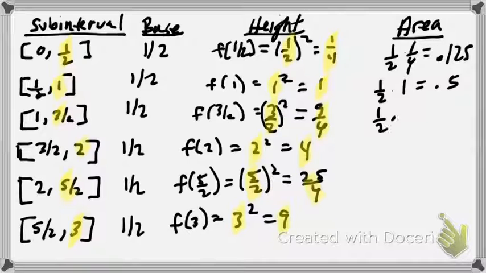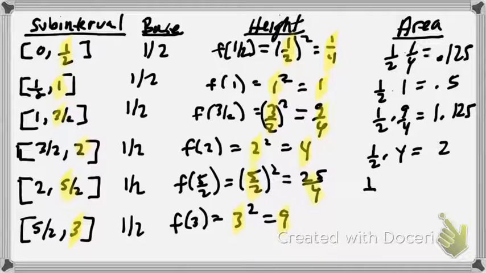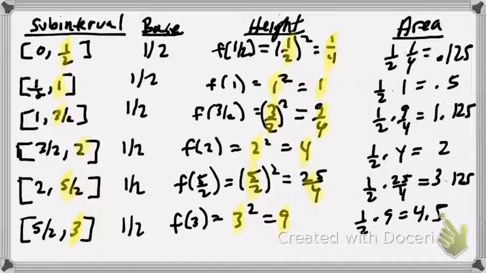One half times 9/4 is 1.125. 1/2 times 4 is going to be 2. 1/2 times 25/4 is 3.125. And 1/2 times 9 is 4.5. Okay?